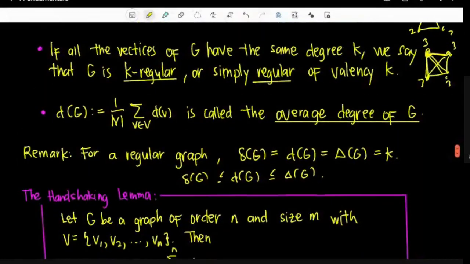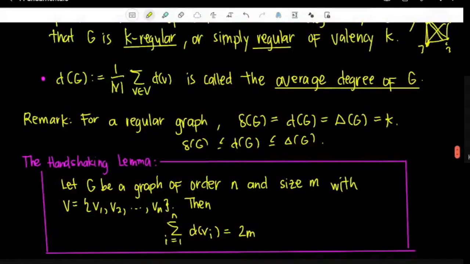Okay. Now, in general, if we add all the degrees of the vertices, so let's say we have a graph of order n with vertices v1, v2 up to vn, and we add all the degrees for each vertex, the answer is actually twice the number of edges. Twice the number of edges. This is called the handshaking lemma. Why is it called the handshaking lemma?